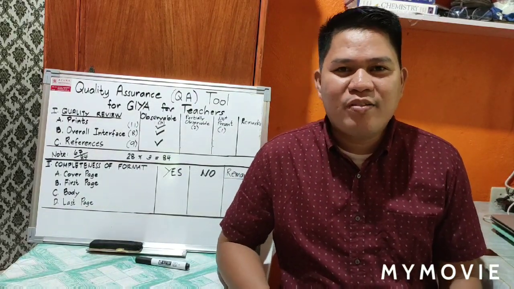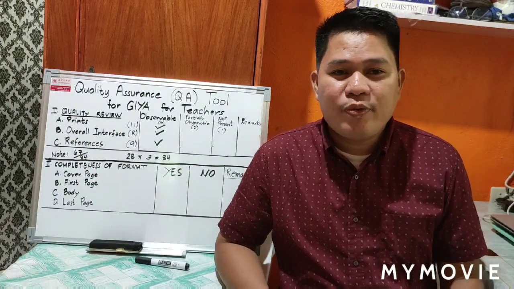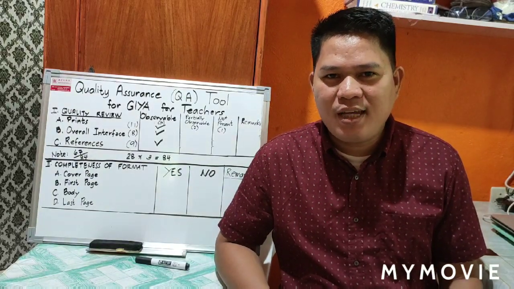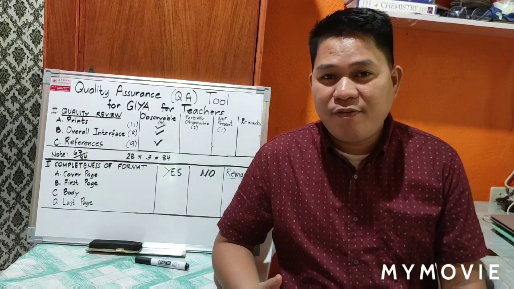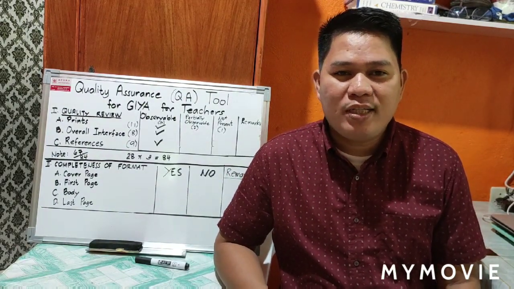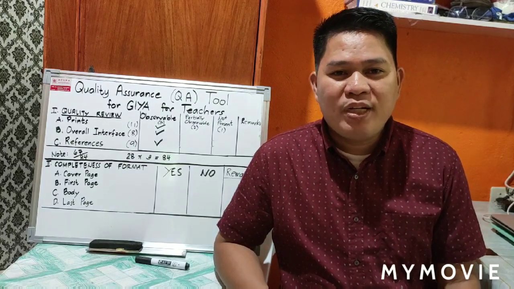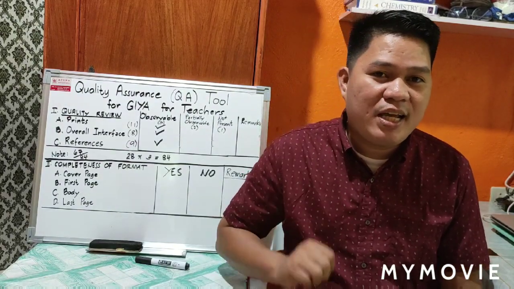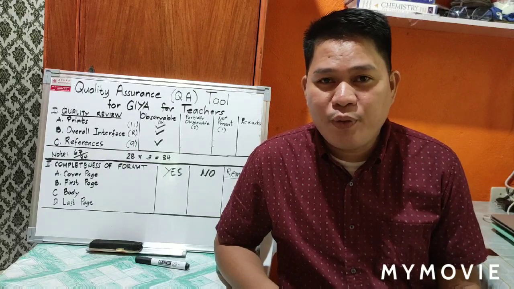So for today we are going to tackle the quality assurance tool for GIYA for teachers. As writers, we have to self-assess our work using the QA tool or the quality assurance tool. So for GIYA for teachers, there are 4 indicators on how to self-QA.